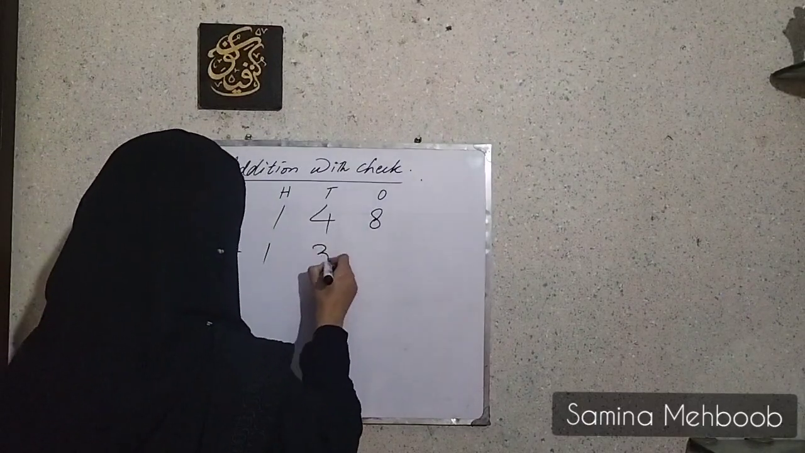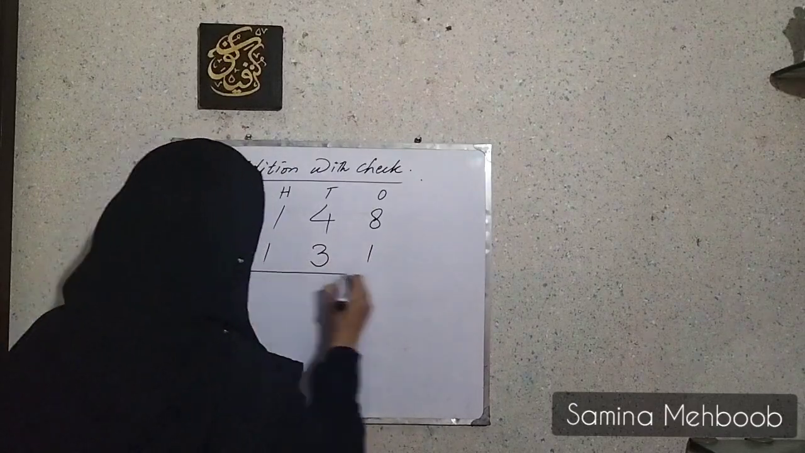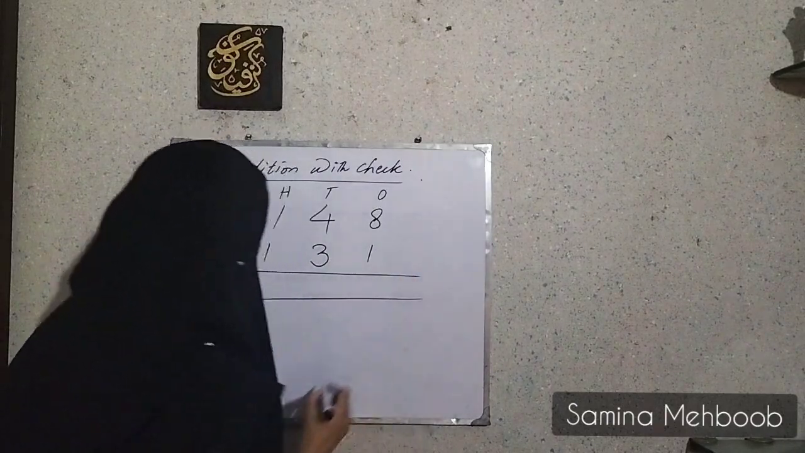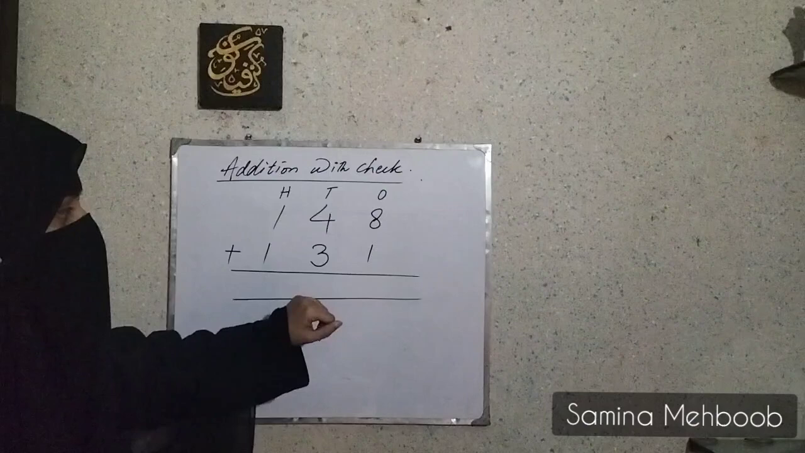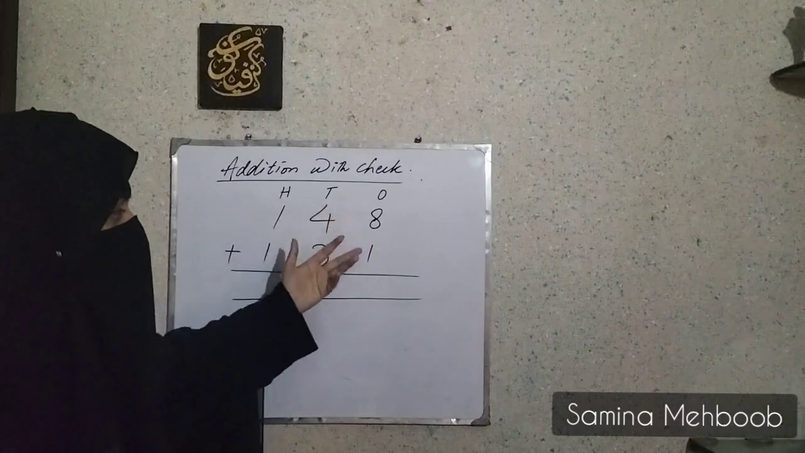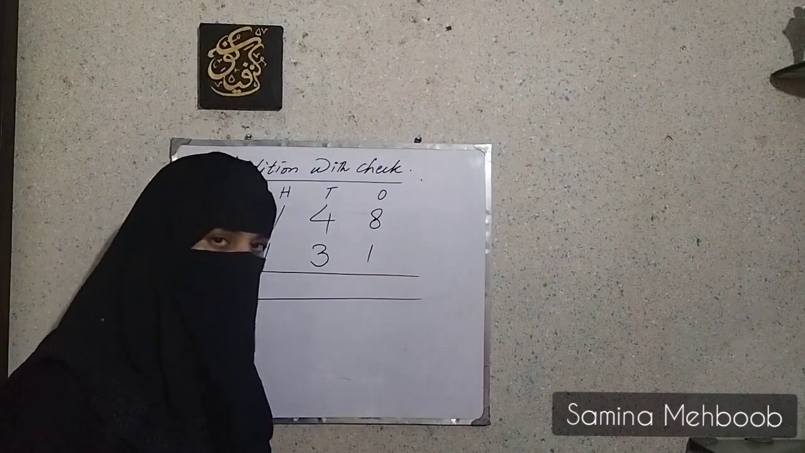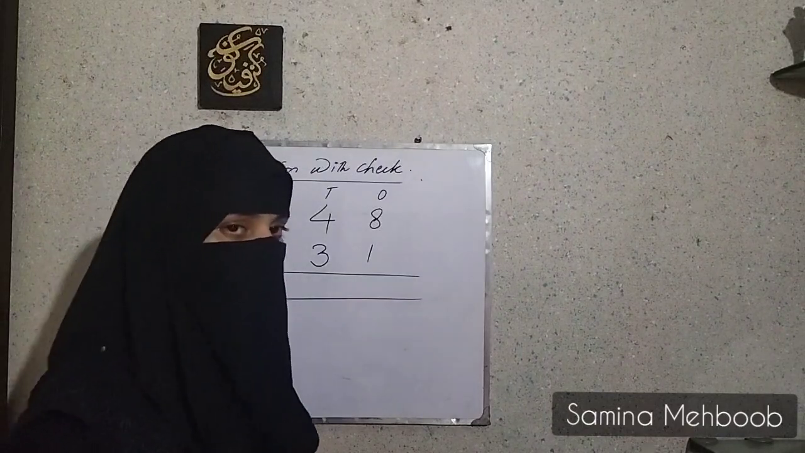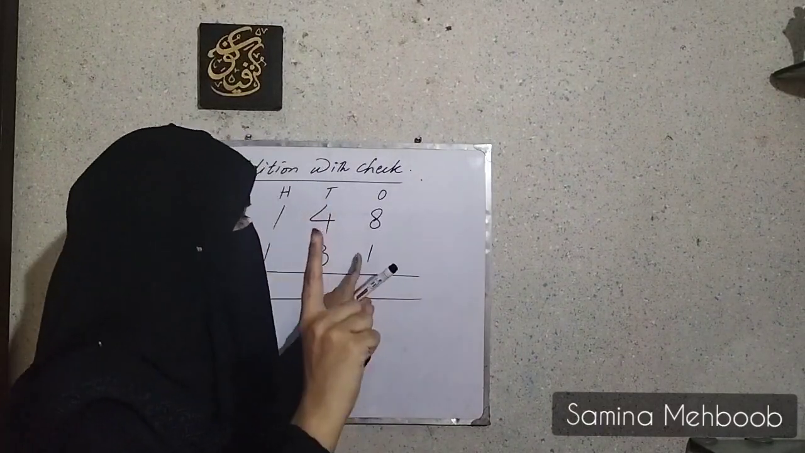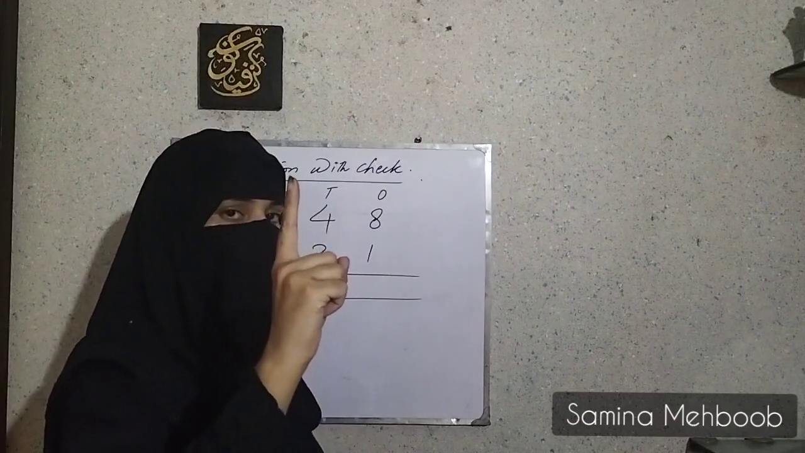Suppose 131. Okay, simply you will solve it. How we will solve it, you know very well. What is the smaller number here? The smaller number is 1. So open the smaller number finger 1. Smaller number 1. So I open the finger 1.